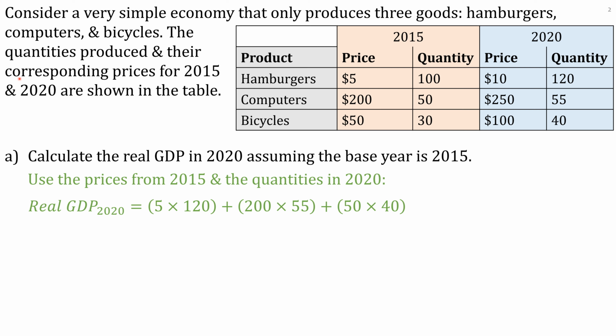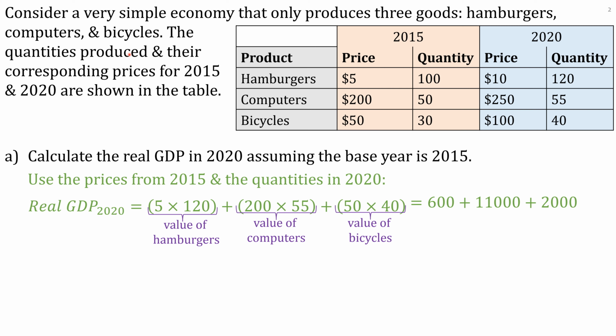The only difference here is that because it's the real GDP, we're going to be using prices from the base year, 2015. So for example, to get the value of hamburgers, we're going to take the price of hamburgers in 2015 times the quantity of hamburgers produced in 2020. We do the same for the computers and the bicycles, and if we punch that in the calculator, we get the numbers that these different multiplications give us, and that's just the market values of the three goods.